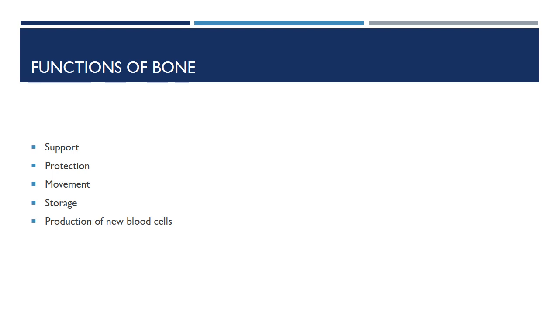Bones perform so many functions in our body. It is the chief supporting tissue of the body and provides protection for vital structures, for example, the heart and brain. It also produces movements. It stores minerals like calcium and phosphorus and stores fats. Also, bones produce blood cells in the bone marrow.